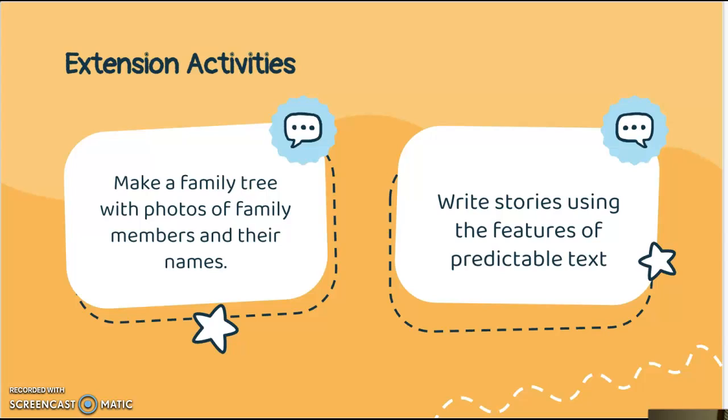And the extension activities that I could use for that is making a family tree with photos of family members and their names. This was a recommendation that the text used to start associating names and having that as the first step. And then the other is to write stories using the features of the predictable text and then including the pictures. And you can also do things like matching games and anything that really connects that word with the picture.